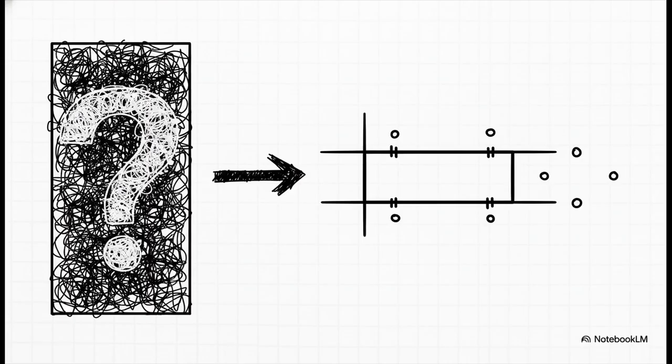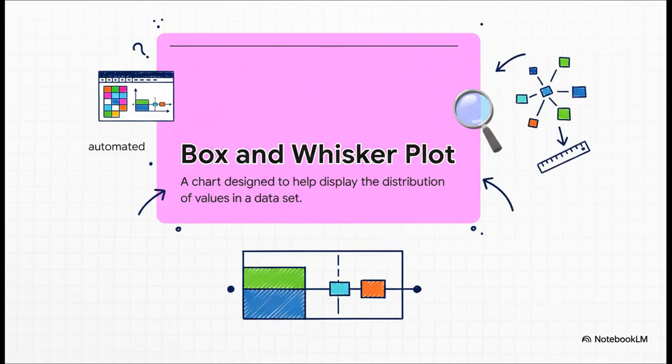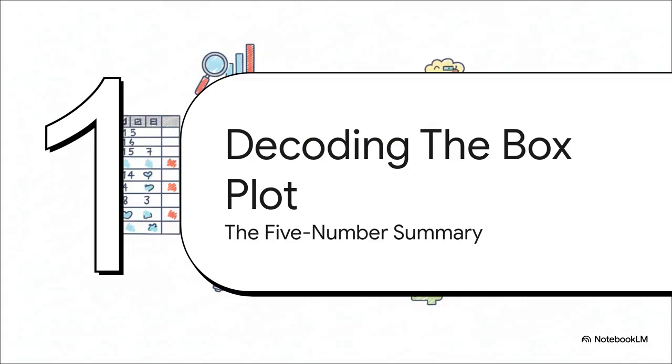A plain old list of numbers is just, well, it's a list. It doesn't really show you the full picture at a glance. You can't see the spread, or where most of the values are clumped together, or if there are any really weird, unusual numbers, the outliers. And that's exactly where the box and whisker plot comes in to save the day. It might look simple, but this chart packs a serious punch. It tells you a powerful story about your data's range, its middle ground, and its overall spread, all in one neat little package.